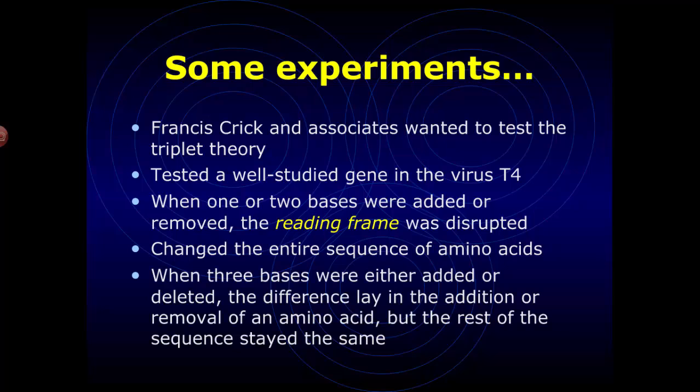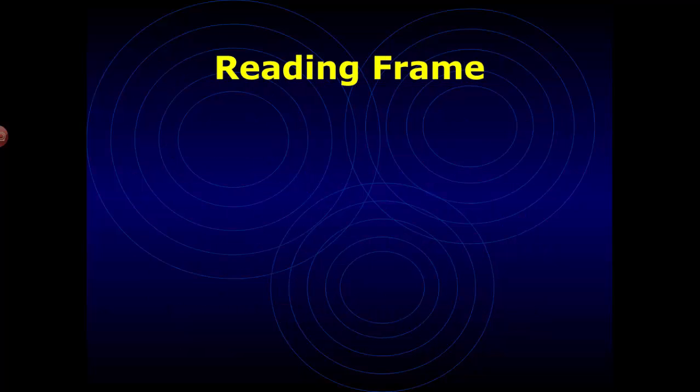But when they took out three bases, 1, 2, 3, right in a row, the protein was almost fine, except it was missing an amino acid, or if they added three bases, it had an extra amino acid in there. So that told them that it was likely that the messenger RNA transcript was being read in three-letter words at a time. Here's what it looks like, okay?